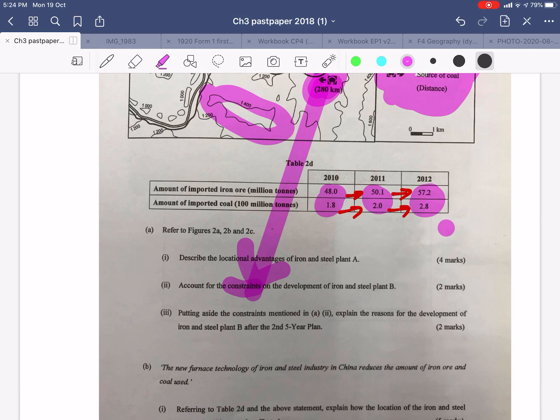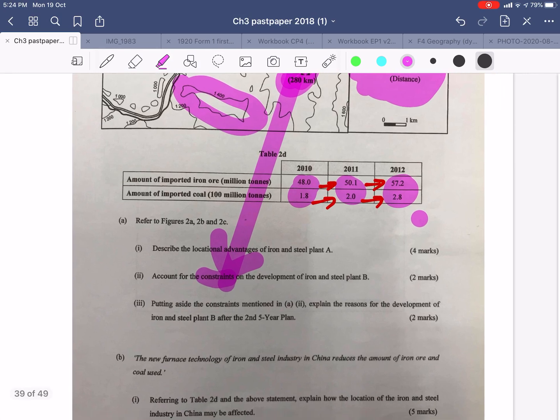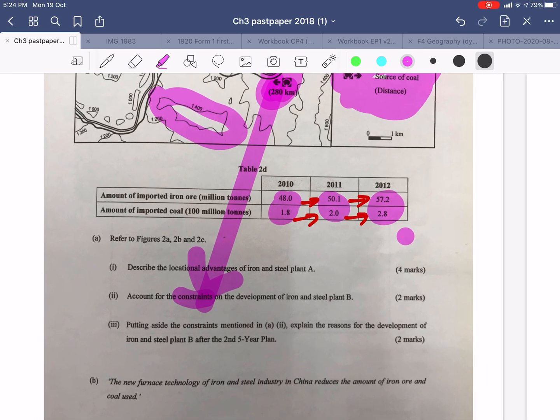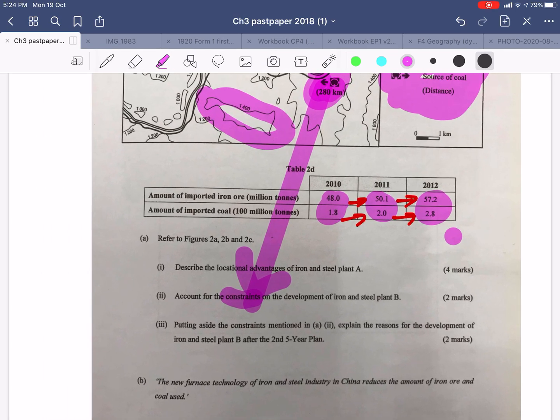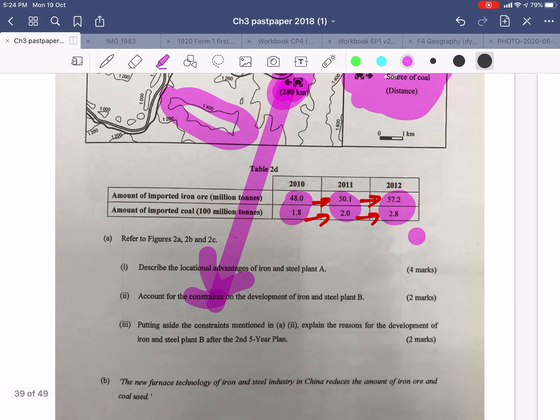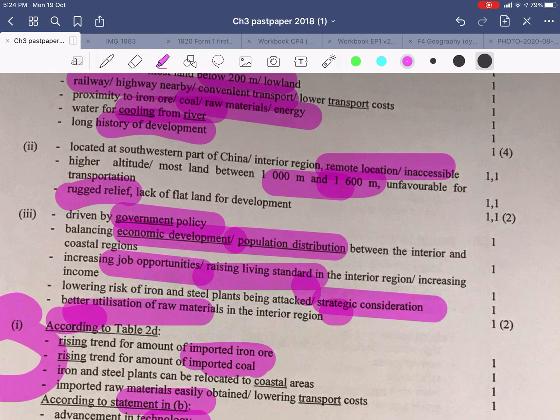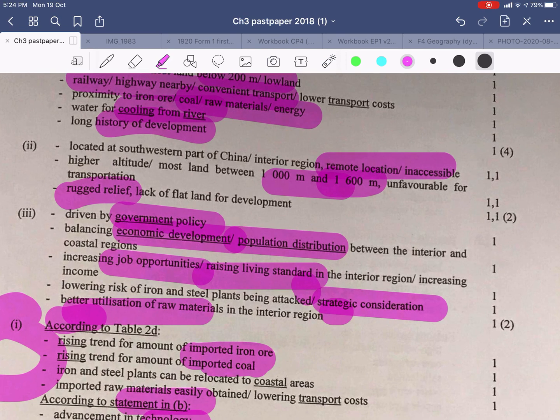A2: explain the reason for the development of iron and steel plant B after the second 5-year plan. As I've said before, the most important thing that makes the iron and steel plant change their location will be the government policy. So accordingly, definitely you have to tell me the government policy. Okay, but why are they moving there? Economic development and increasing job opportunities, strategic consideration, better utilization of raw material.